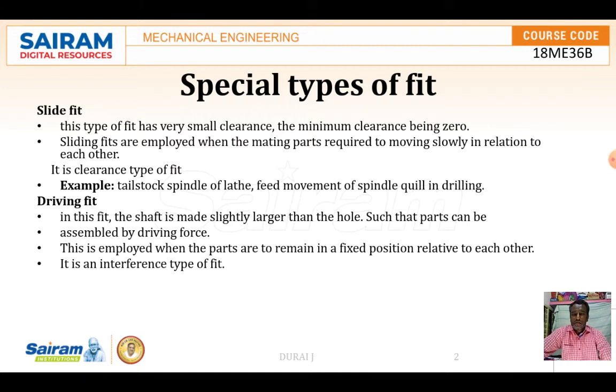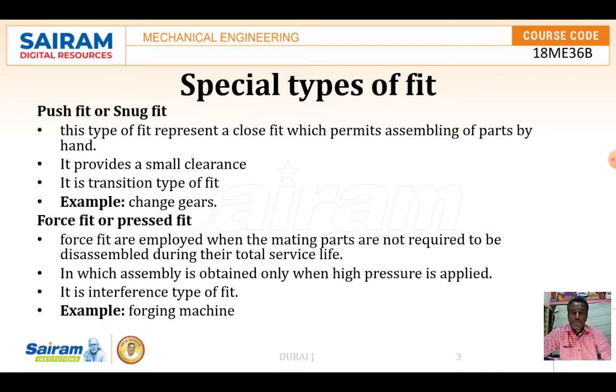In the driving fit, the shaft is a little bit larger than the hole system, and that is called a driving fit. This comes under the interference type of fit. It is employed in fixed positions or relative motion with each other, suppose like a pole and shaft that is going to rotate. Those kinds of areas can use it. Then comes the next special type of fit.